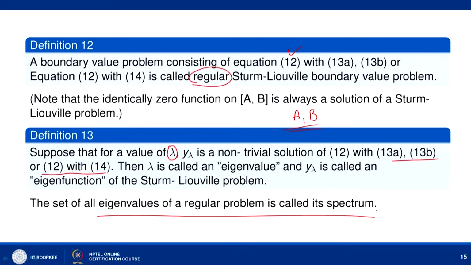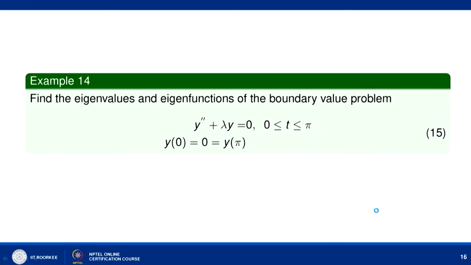So here the idea is that throughout this lecture we always try to find the value of the parameter for which we have a non-trivial solution, and the set of all eigenvalues of a regular problem is called its spectrum. So the set of all eigenvalues is known as the spectrum. Now let us consider one example of finding all the eigenvalues and eigenfunctions of a boundary value problem.